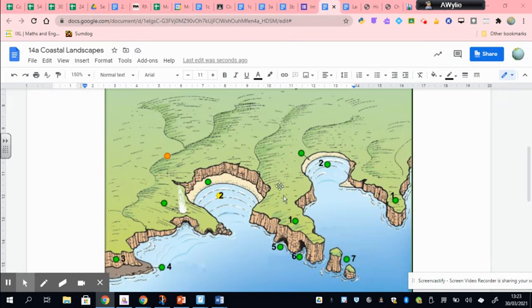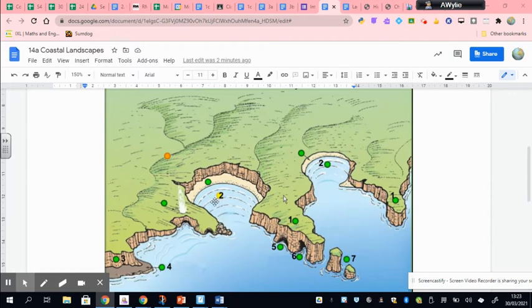And the first one, which we can see here, is a piece of land sticking out to sea. There's one here, there's also one over here, and there's another one over here. So there are 3 of them on this diagram. This is known as a headland, and we describe a headland as being a piece of land that sticks out to sea.